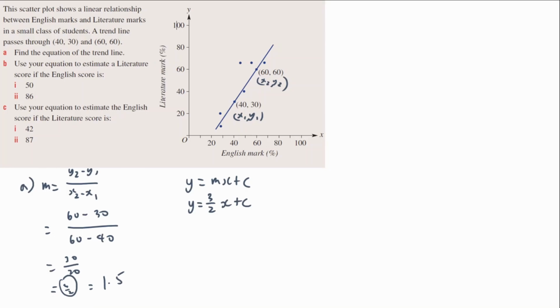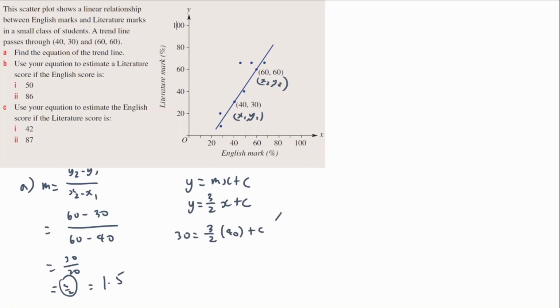Once you've done that, you're going to pick any of these values. You can pick either (40, 30) or (60, 60) and put it back into that equation. I'm just going to pick (40, 30) because it's small numbers, and small numbers are generally easier to do calculations with. So my y value is going to be 30. My x value is going to be 40.